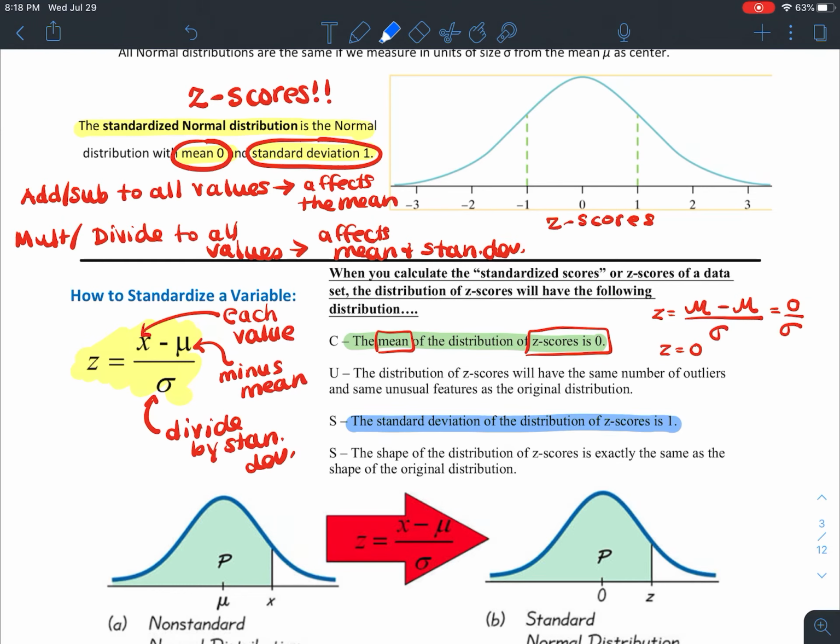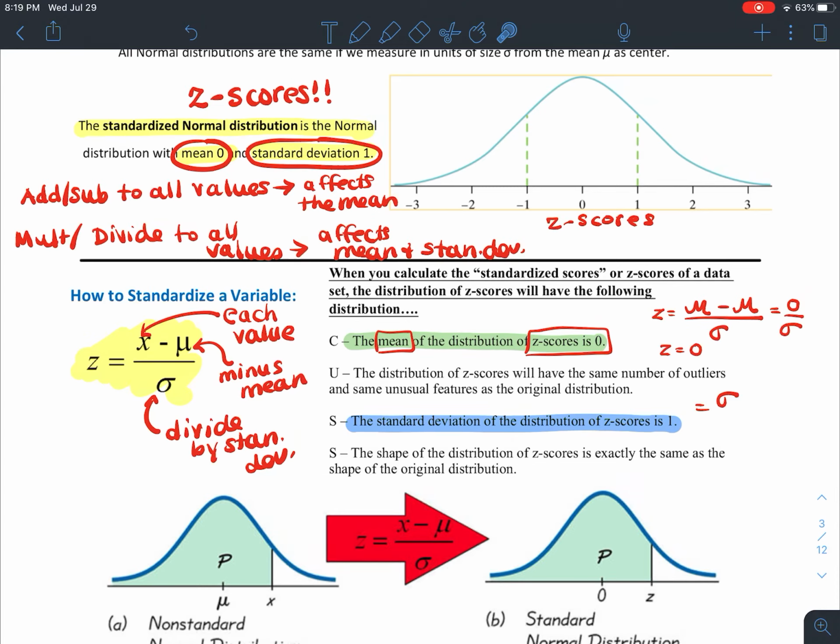The reason that the standard deviation of z-scores is always a 1 is the same reason. If you took the standard deviation of your set of data and you wanted to use this formula to convert the standard deviation into a z-score, you would plug the standard deviation right in here for your x. So you take your standard deviation.